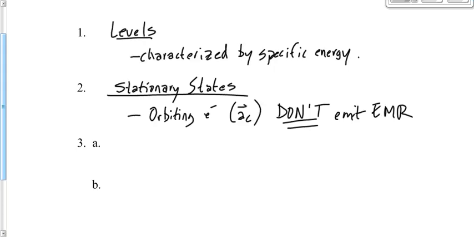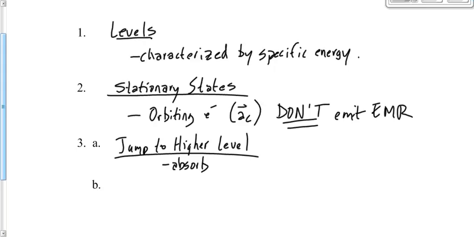Third aspect of the Bohr model of the atom that separates it from Rutherford, the idea of electron transitions. Electrons can jump to higher levels. As electrons jump to a higher level, they absorb energy. Now, that energy that they absorb is usually in the form of EMR, but not always. They can get energy from other sources as well, but it's usually a photon.